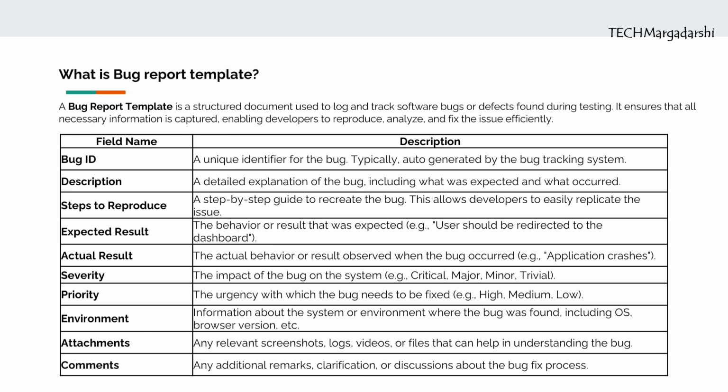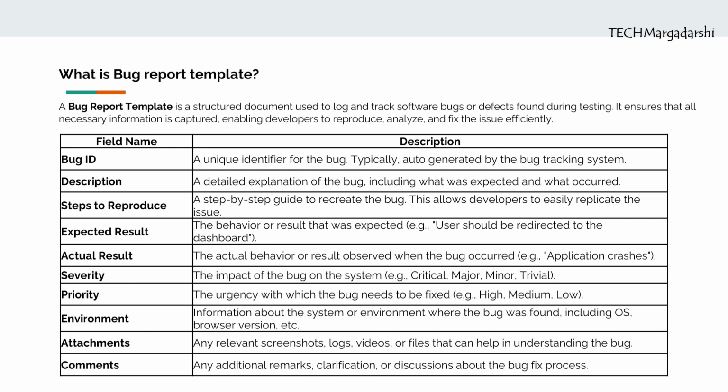Bug ID, a unique identifier for the bug, usually auto-generated by the bug tracking system. 2. Description, a clear explanation of the bug, including what was expected and what actually happened. 3. Steps to reproduce, a step-by-step guide that allows developers to recreate the bug easily. 4. Expected result, the behavior that should have happened. Example, user should be redirected to the dashboard. 5. Actual result, the behavior that actually occurred.